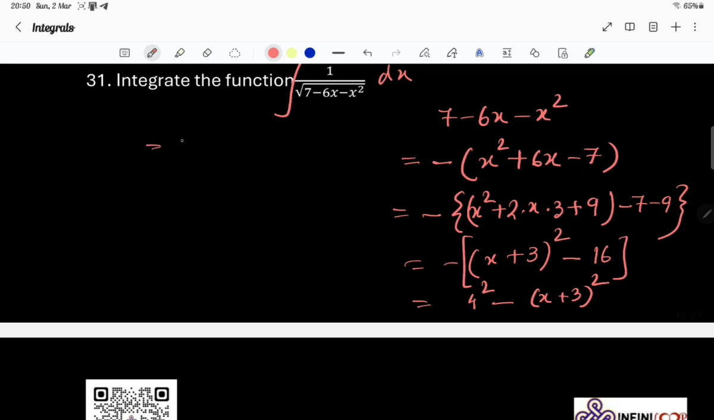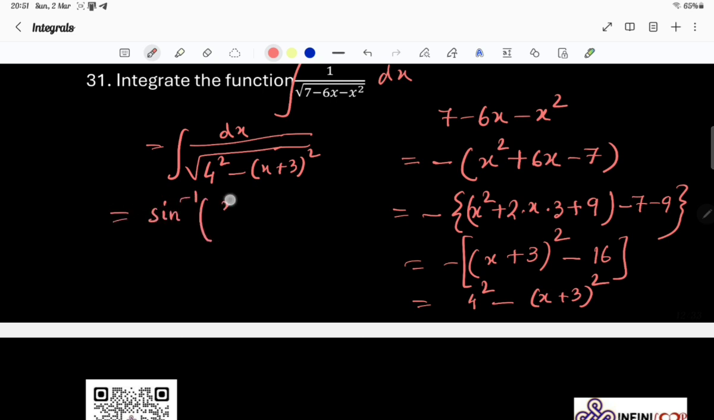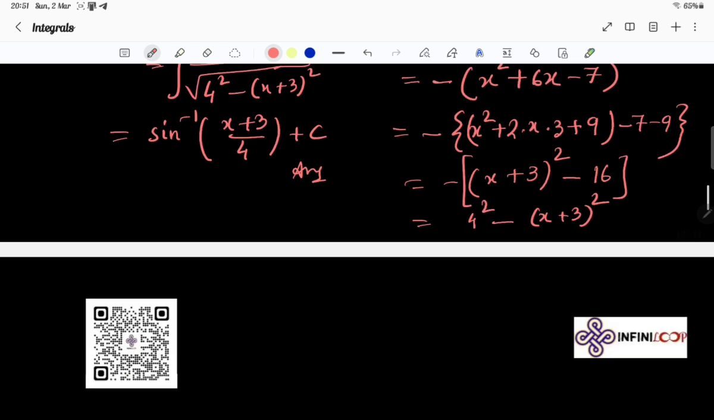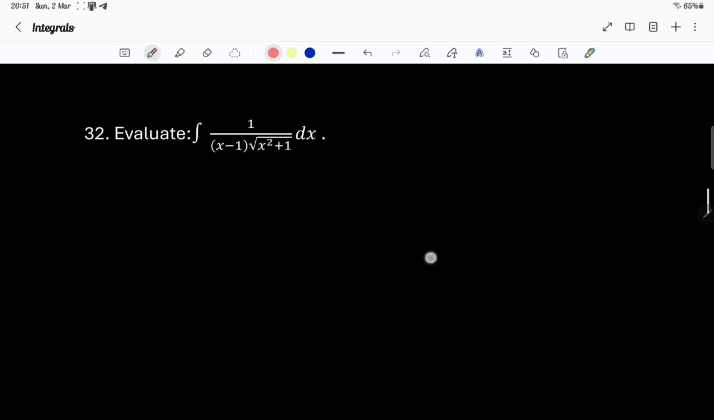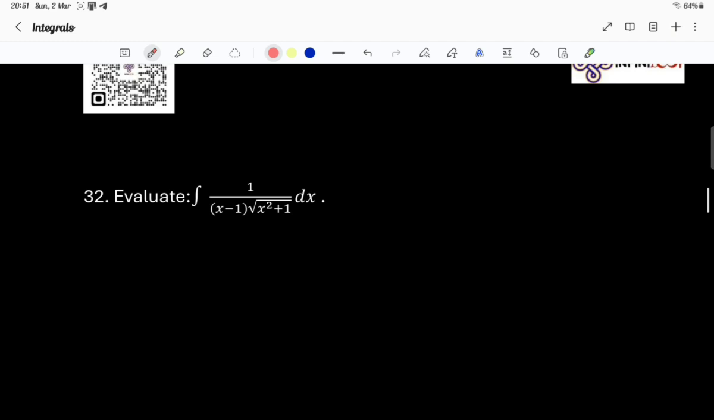Now put it here, dx by root over 4² − (x + 3)². So what is coming? By the a² − x² formula, directly sin inverse of (x + 3)/4 + c. This is your answer. Very easy question, 1 mark question, 2 marks question. So the next questions we will solve tomorrow. So wait for tomorrow.